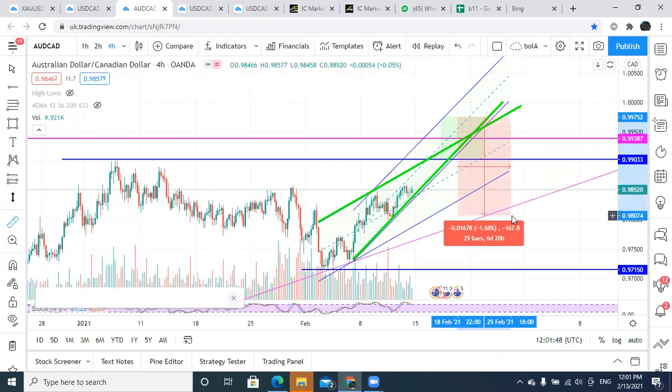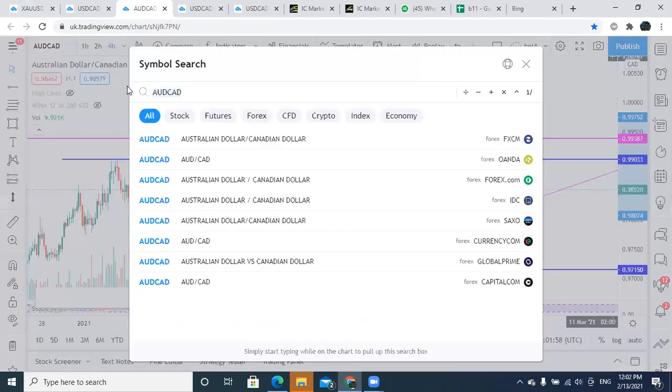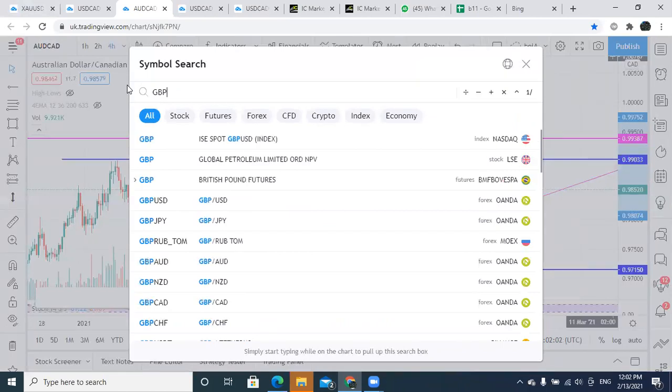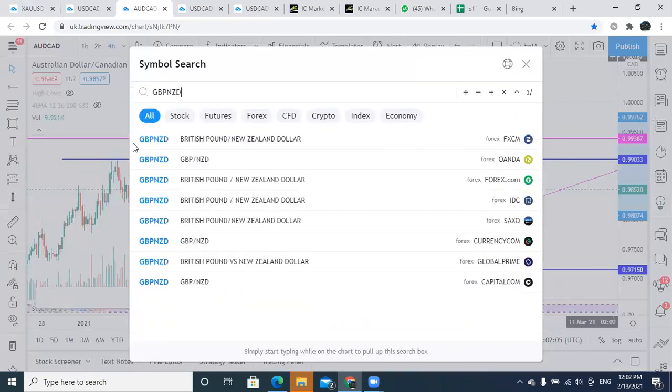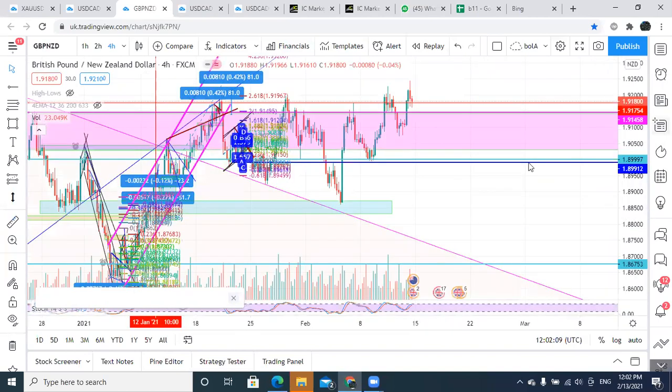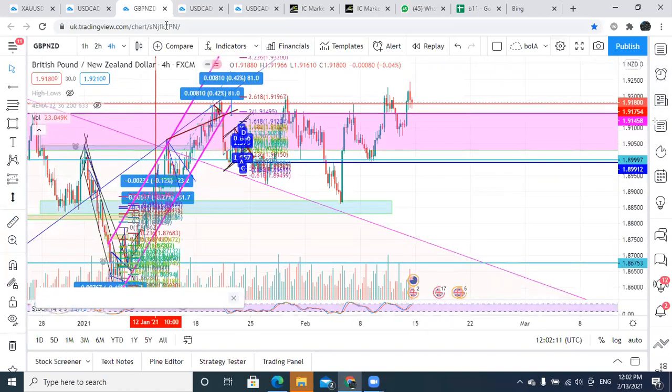And that's about a 162 pips trade opportunity that you will be able to take with a bit of patience if price gets there. All right. So that is that for me on Aussie Cad. Let's look at my favorite pair now. I want to look at Pound New Zealand. I believe the Pound New Zealand can give us a huge opportunity going forward.